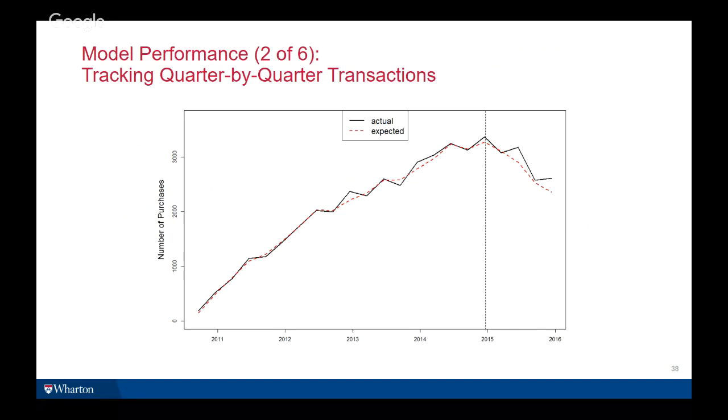And the reason this line is going up during the calibration period and down during the holdout period is we're focusing our attention on customers who were acquired during the calibration period. Obviously, in the holdout period, the company is no longer acquiring new customers, and as a result, the total number of purchases is going to begin to decline.